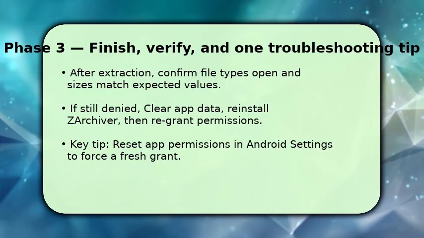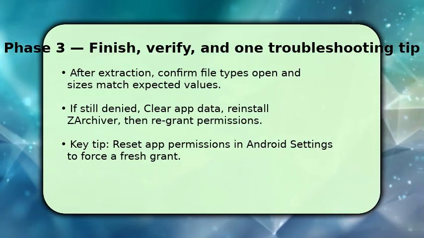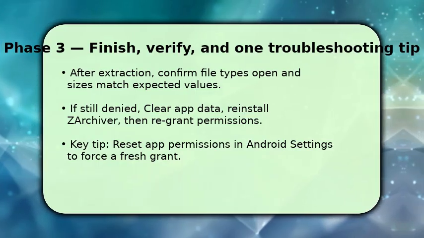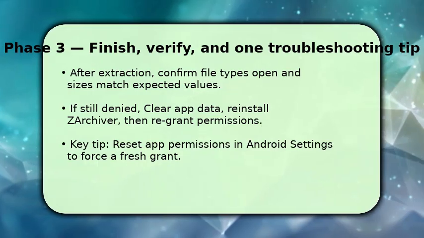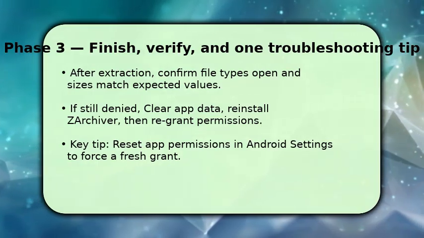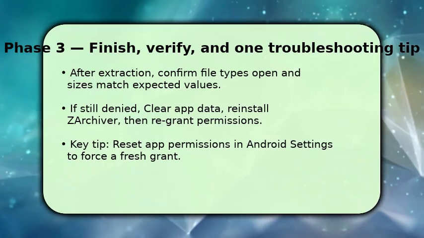If you still see access denied, clear ZArchiver cache or app data, then reinstall. This removes corrupted permission records. Make sure you regrant Manage All Files or reselect the folder via SAF.